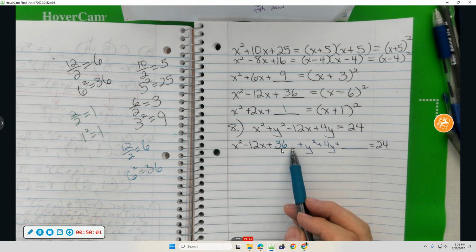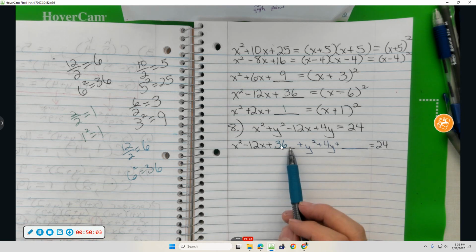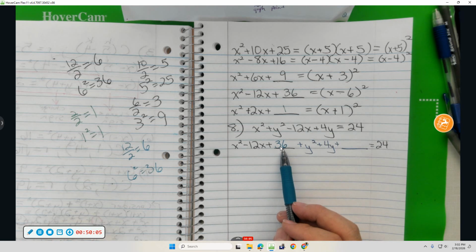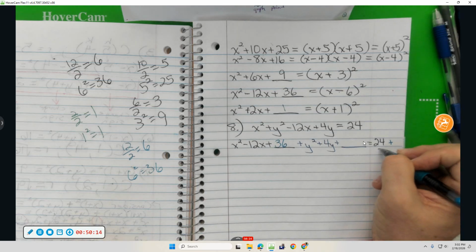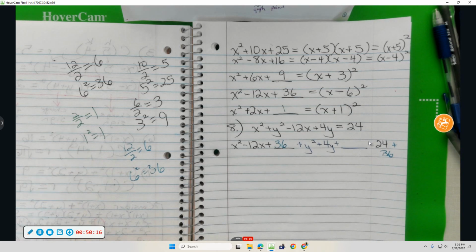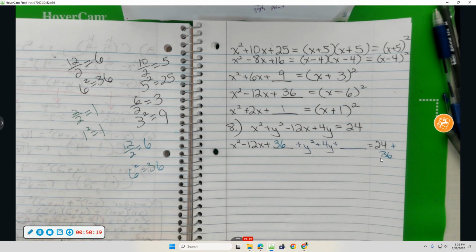We've just now created a perfect square trinomial by adding 36 to the left side of this equation. But you can't just add 36 to one side of the equation without adding 36 to the other side. So we're going to have to add 36 to the right side also.